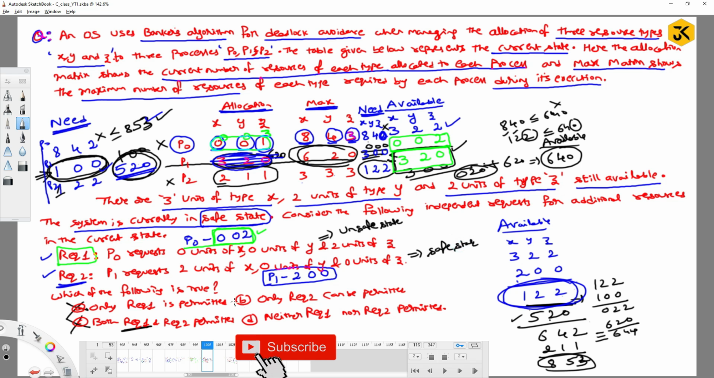safe state. Based on that, I can say that option B is the correct answer, and option D I am able to eliminate, right? Yes, right. So the correct answer is option B. Hope you understood this example clearly.